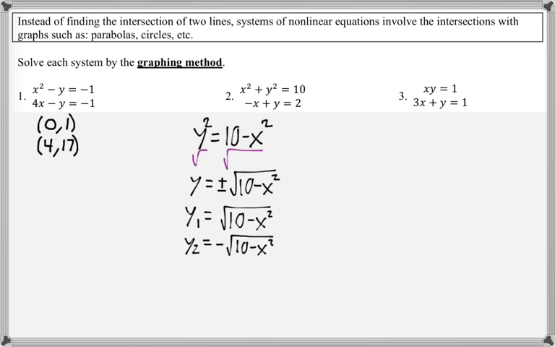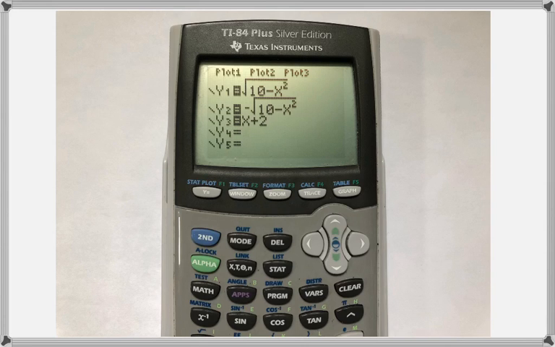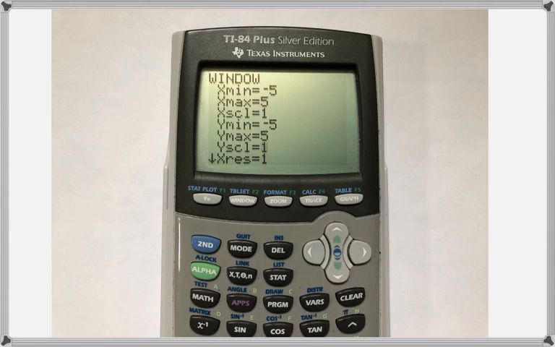So then with the bottom one, I'm going to add x to both sides. So this will be y3 is x plus 2. Okay, so I'm going to type those into my y equals. And the window that I'm using for this one is -5 to 5, -5 to 5. You wouldn't have to use that window, but I found that that worked the best for this one.